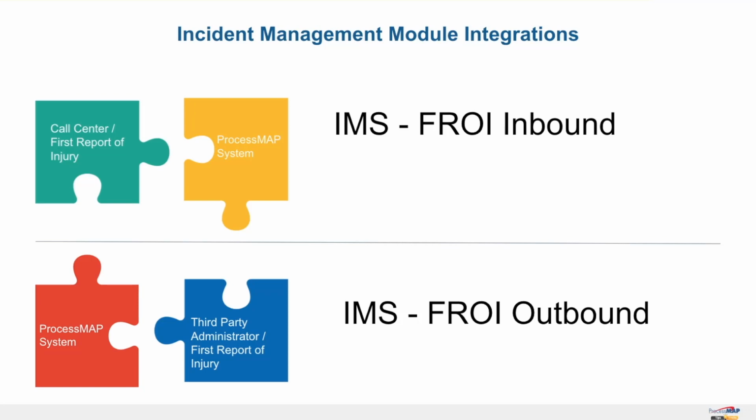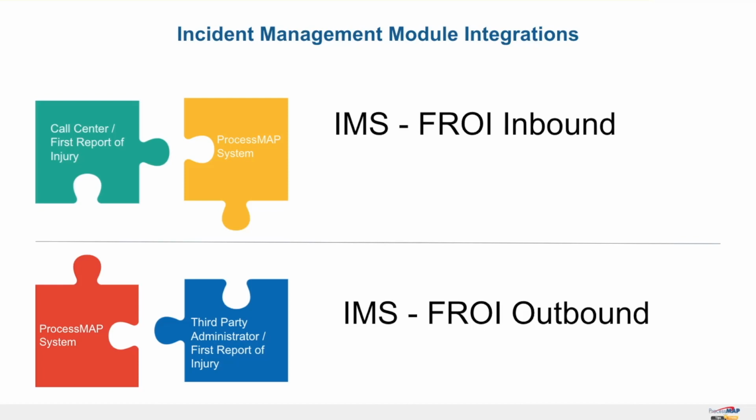The IMS FROID Inbound. Does your organization have a telephone number to which employees can call and report an injury? If you do, did you know that we can create a data integration that will feed the information collected by the call center into your Process Map system? The integration can be daily or real time. Within seconds of the call being finalized, the information is sent to Process Map and a new record is created by the system. We call this type of integration in incident management the first report of injury, FROID.